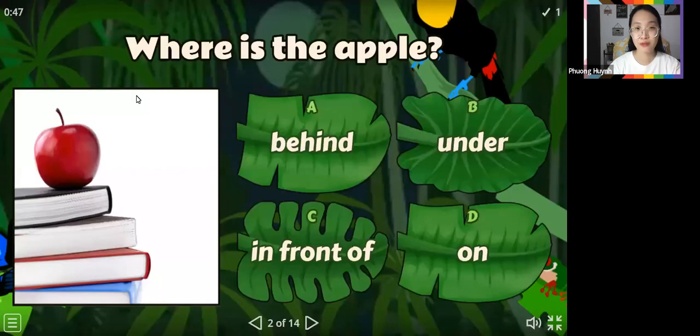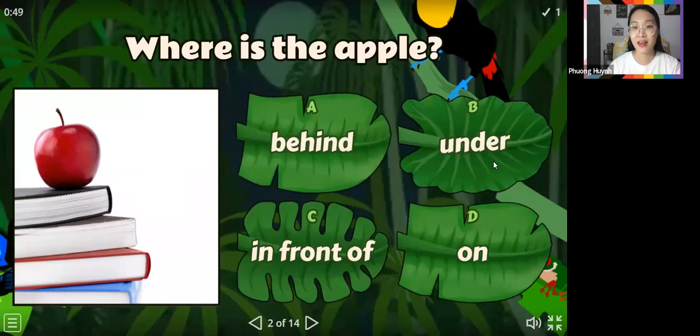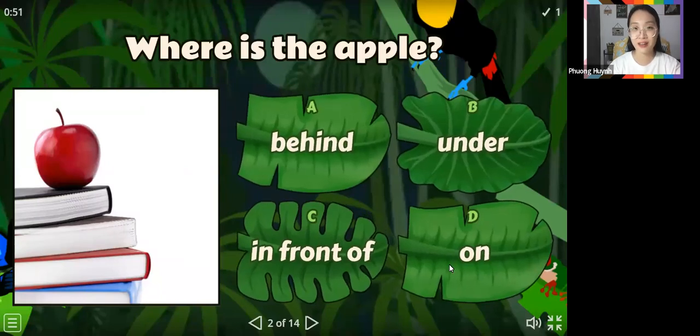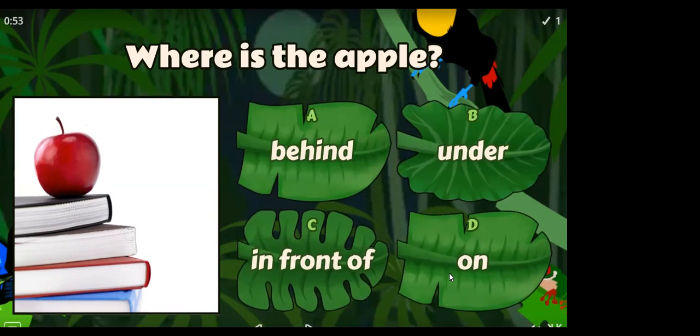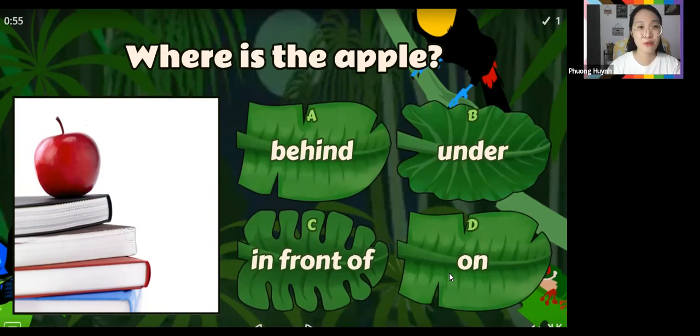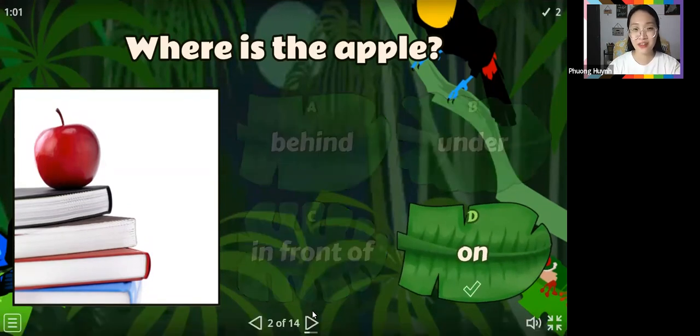So where's the apple? So we have behind, under, in front of, and on. So let's see, everybody. Yes, most of you choose D. Yes, on. Correct. Good job. Now the next questions.